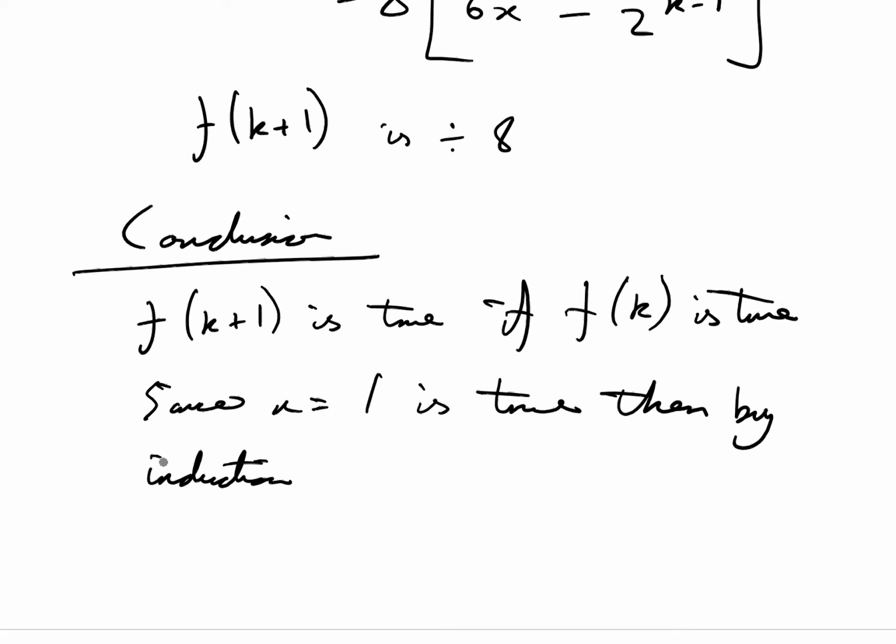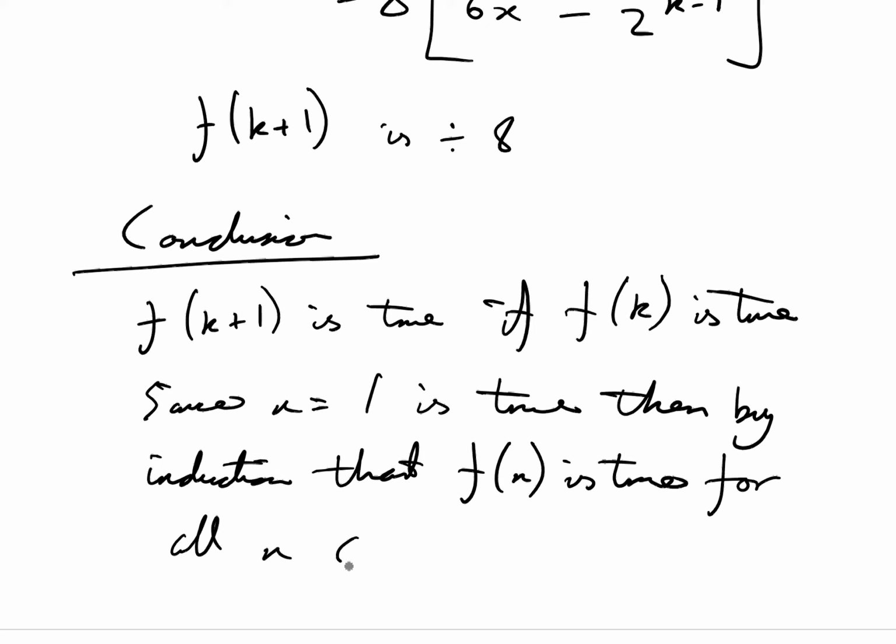you don't have to say by induction because the question says prove it by induction, that it is true that f of n is true for all n which is a member of the positive integers. Okay, there we are. That's all we have to say by induction.